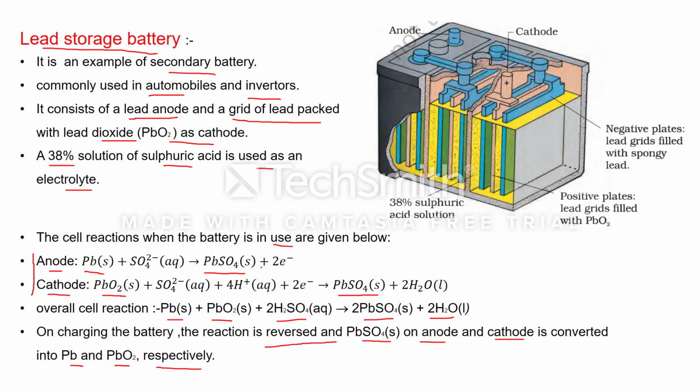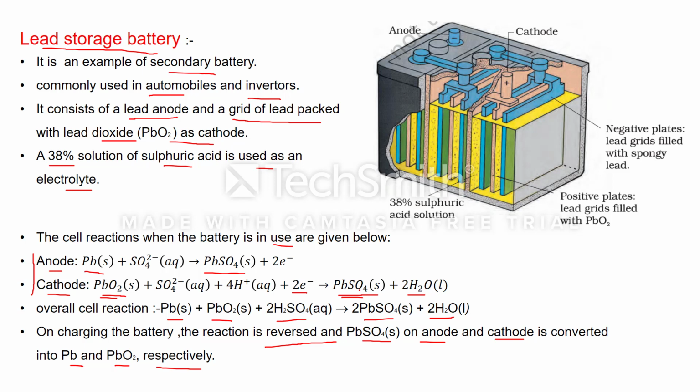That is PbSO4 gains the electron, converts into Pb plus SO4 2 minus. In that case, this will act as a cathode because reduction will take place. And again PbSO4 will react with 2H2O and convert into PbO2 and lose 2 electrons. In that case, this will act as an anode.